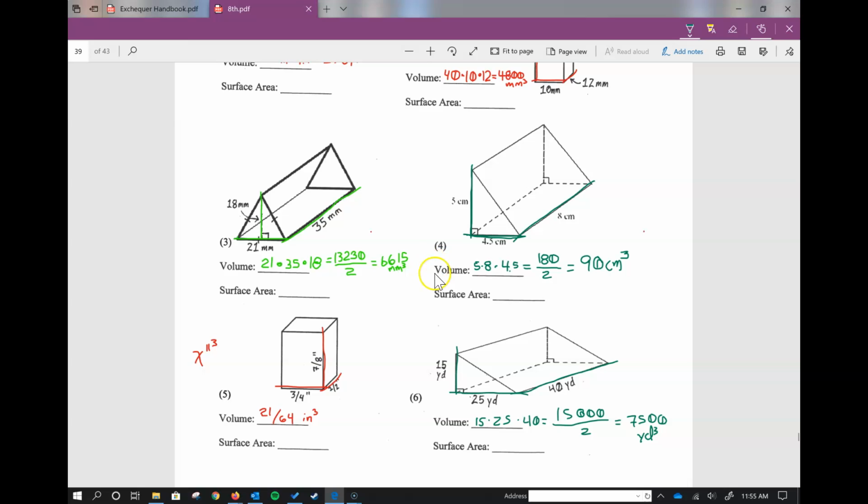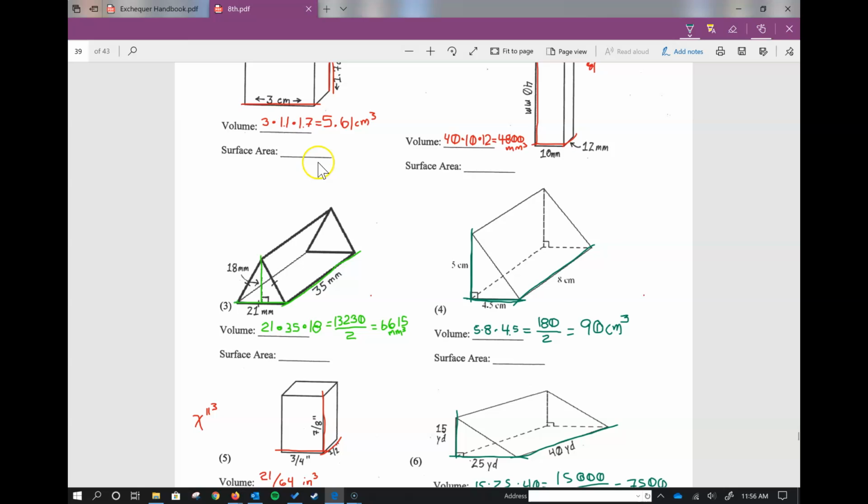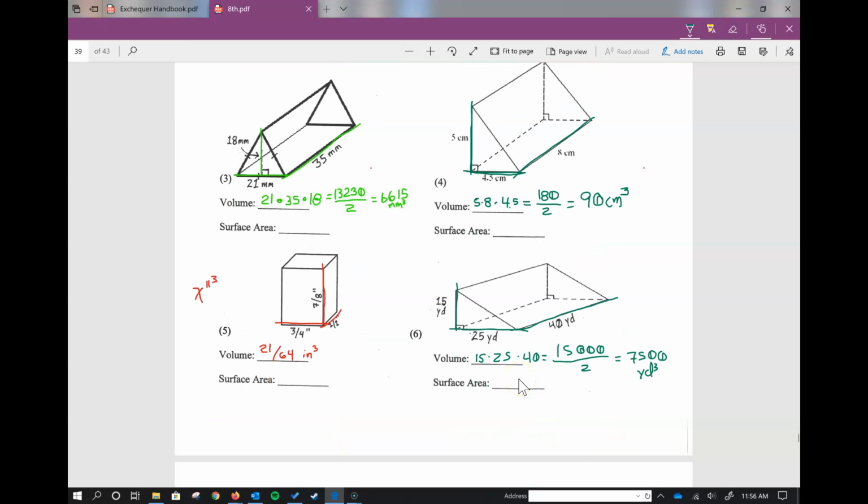Go ahead and jump into the homework folder of your OneNote and complete the 6 Prism Volume problems you find there. Tomorrow we'll come back to this worksheet. We'll talk about prism surface area, and then tomorrow you'll complete the 6 prism surface area problems on the OneNote. I'm doing office hours at 1 o'clock. You should have received login information via email.